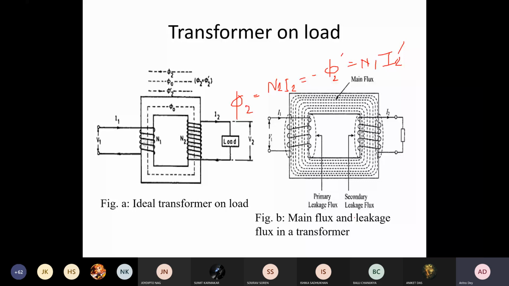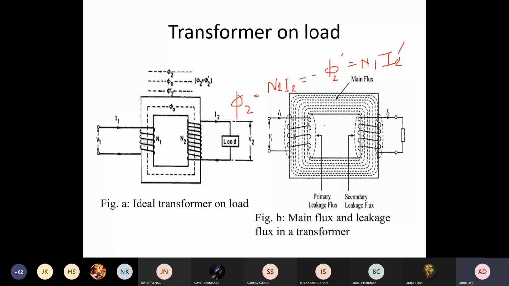So here it is shown as main flux and leakage flux in a transformer. So we can see there is a core. Most of the flux lines pass through the core itself, confined within the core, and some go through the air gap like this. So that is why, as I told, half of the primary will be in one limb, and half of the primary in the other limb.